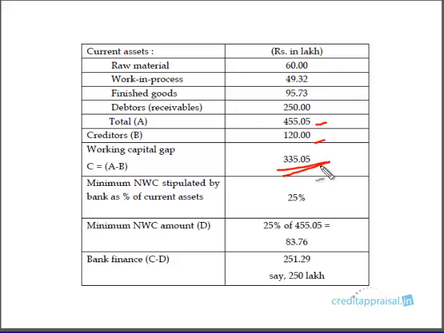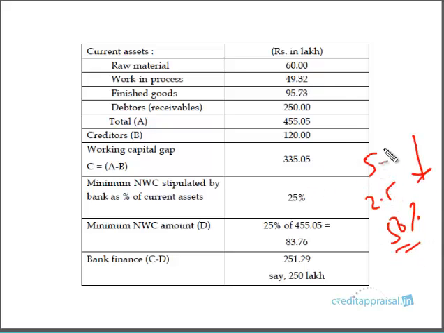So now your current assets is going to be 455. Creditors, working capital gap is 335. Again, NWC is minimum 25% of the current assets. So 25% of 455, you got some 83. And now your bank finance is coming to 250 lakhs. So earlier you had 5 crores, now you're going to get 2.5 crores, down by 50%.